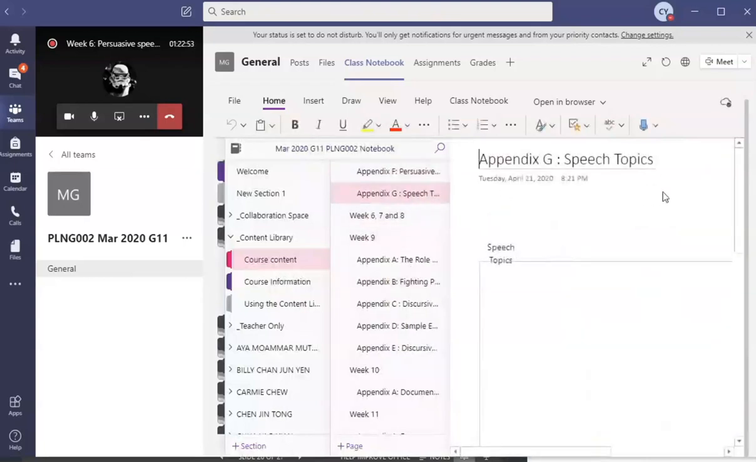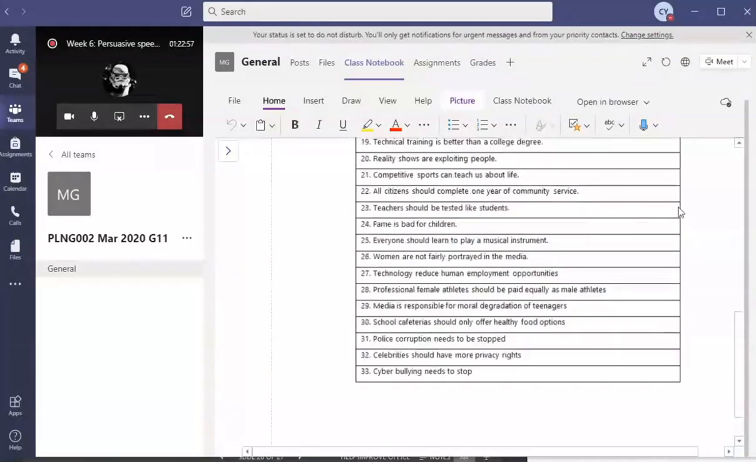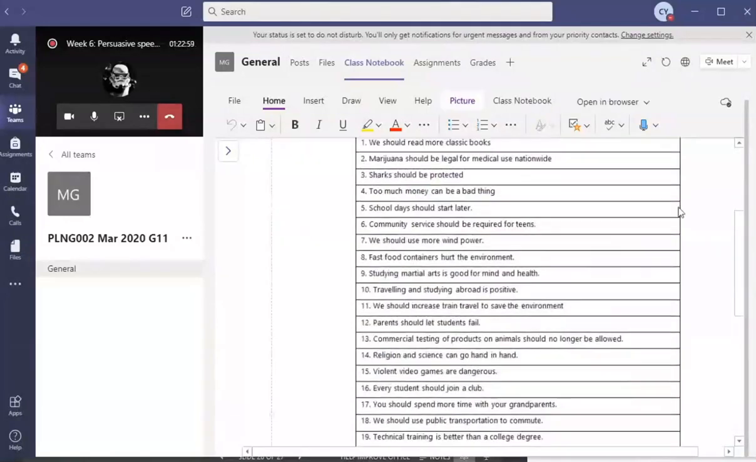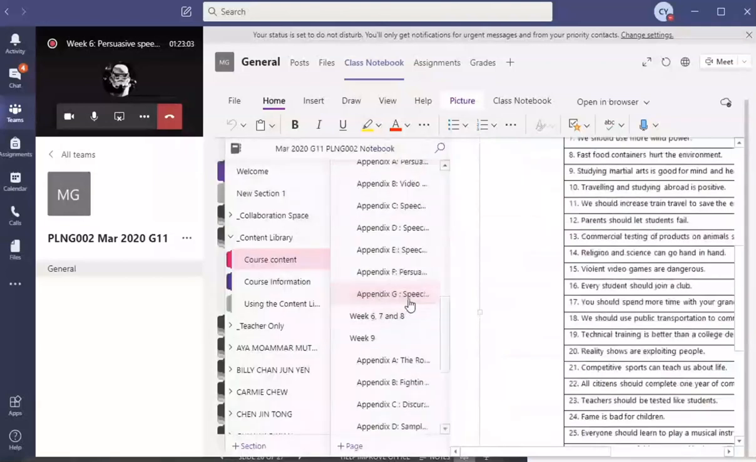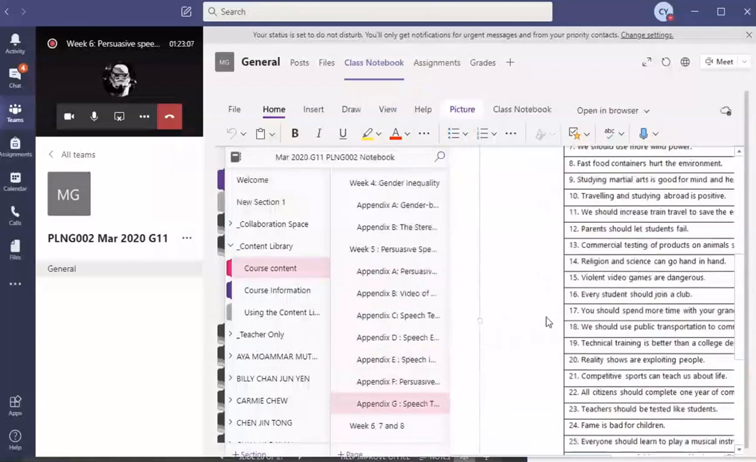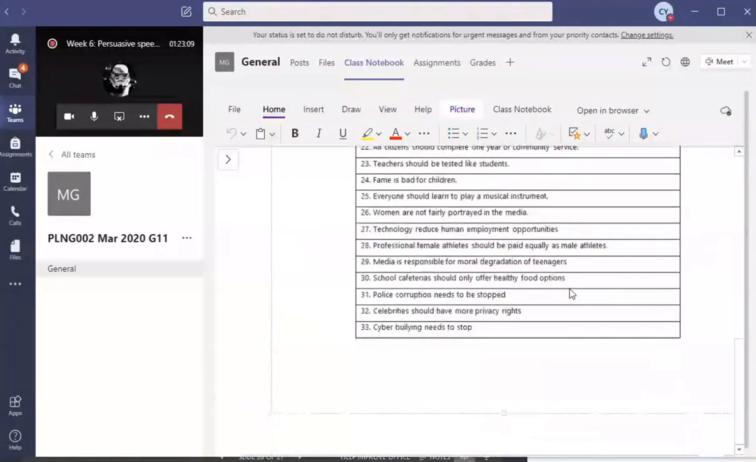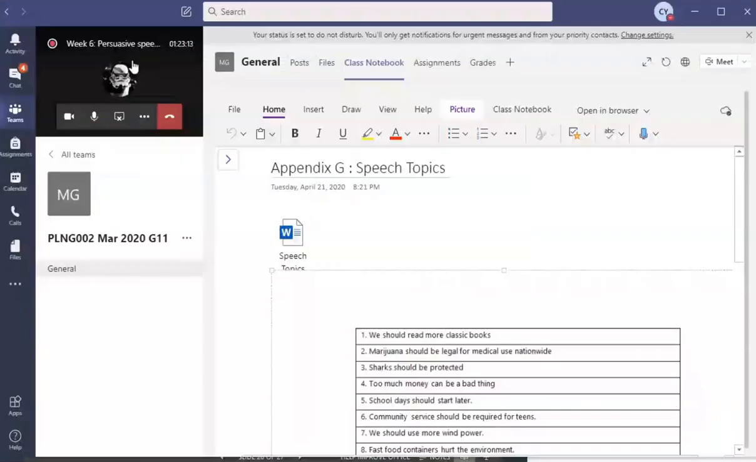And this is your list of speech topics. You will choose one of the topics to present about. These are the speech topics, under appendix G. Later on we will choose the topics that you want to write about. Today we are going to learn how to write first.